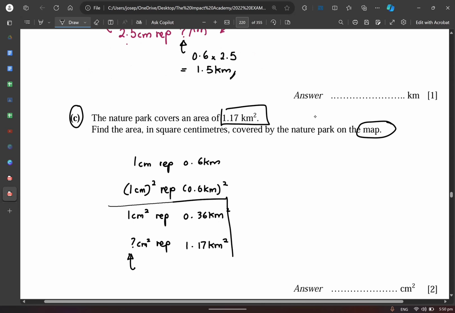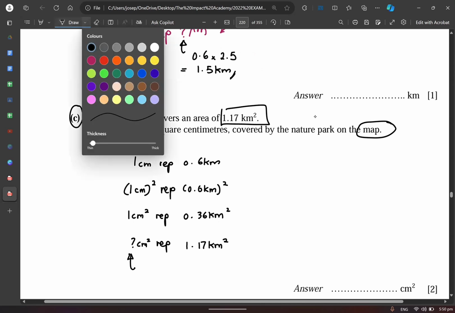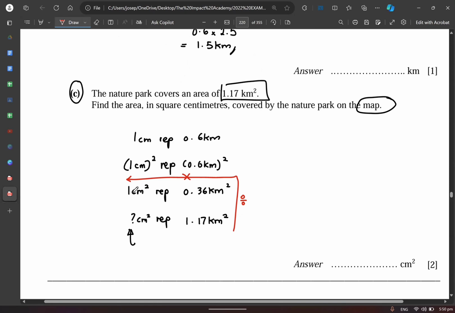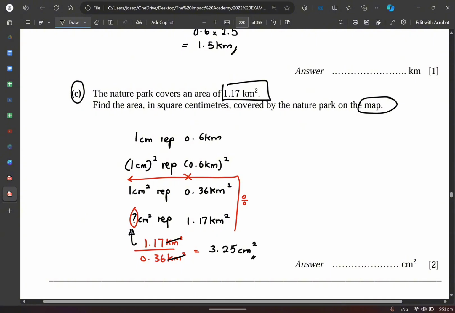Very simple to find this. I will just use the L method. In case those of you who do not know what the L method is, let me explain. L method means whenever I go up, I will divide. Whenever I go to the left or the right, I will multiply. Right now I'm going towards this side because I'm trying to find this question mark. So 1.17 kilometers square over 0.36 kilometers square. What happens to my kilometer and kilometer? I have to divide. So 1.17 divided by 0.36 gives an answer of 3.25 centimeters square, and therefore this is my answer for this question.